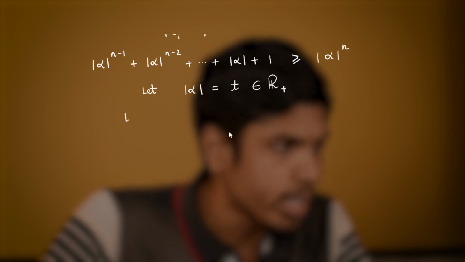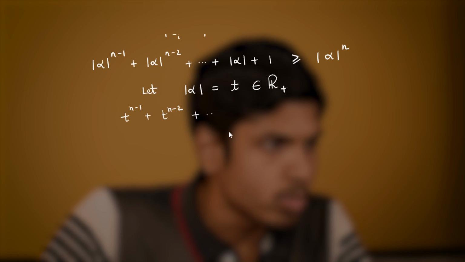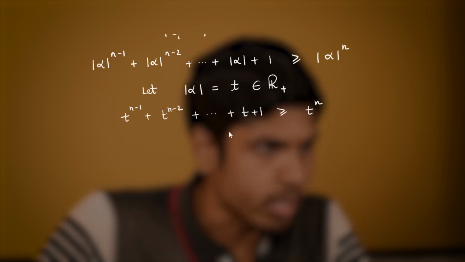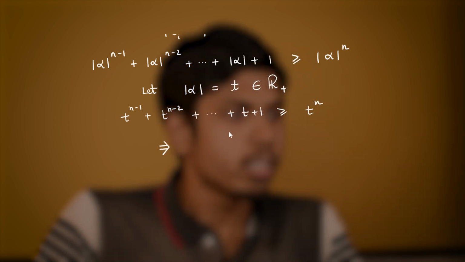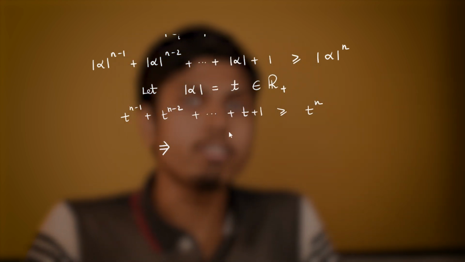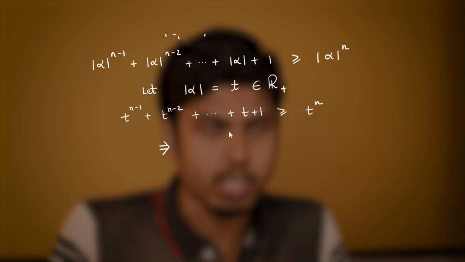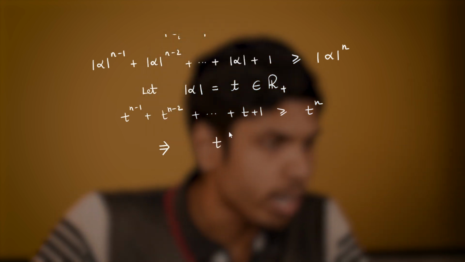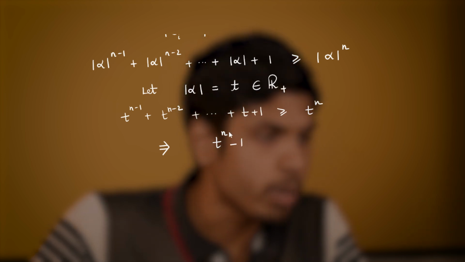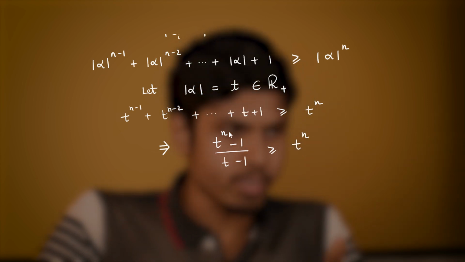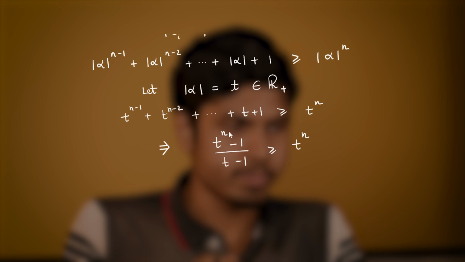So substituting it, we get t^(n-1) + t^(n-2), and so on till t + 1 is greater than or equal to t^n. But LHS is nothing but a GP, and we can simplify it using the common ratio t and initial term as 1. So doing which we get (t^n - 1)/(t - 1) is greater than or equal to t^n, because there are n terms. But here we can conclude something.